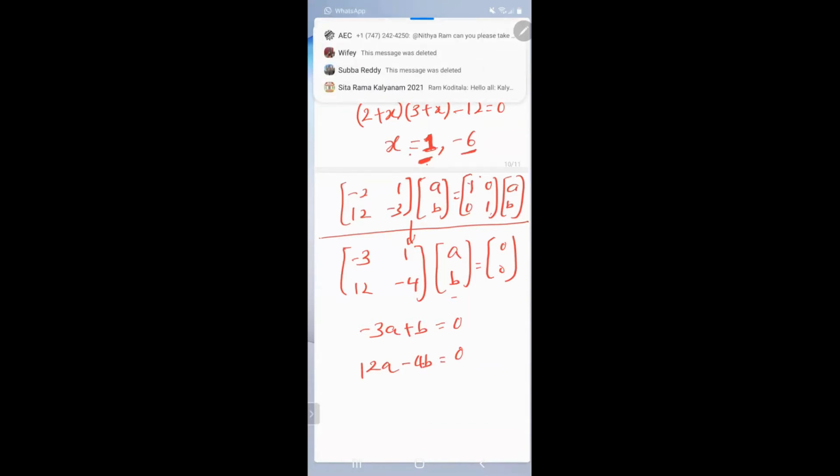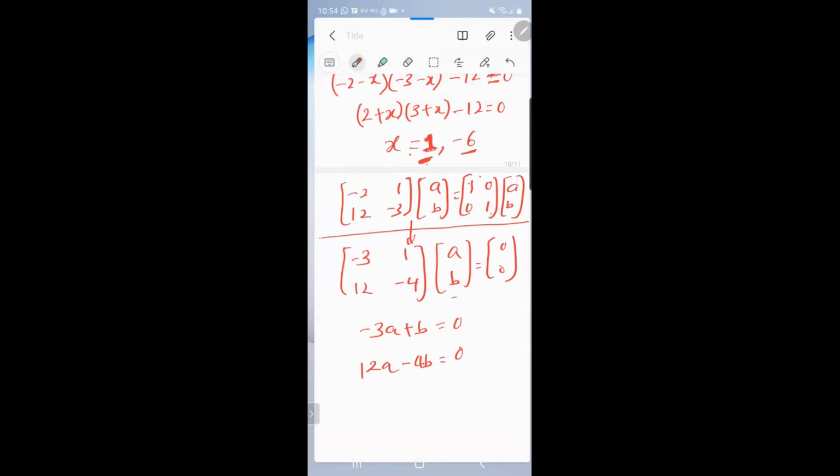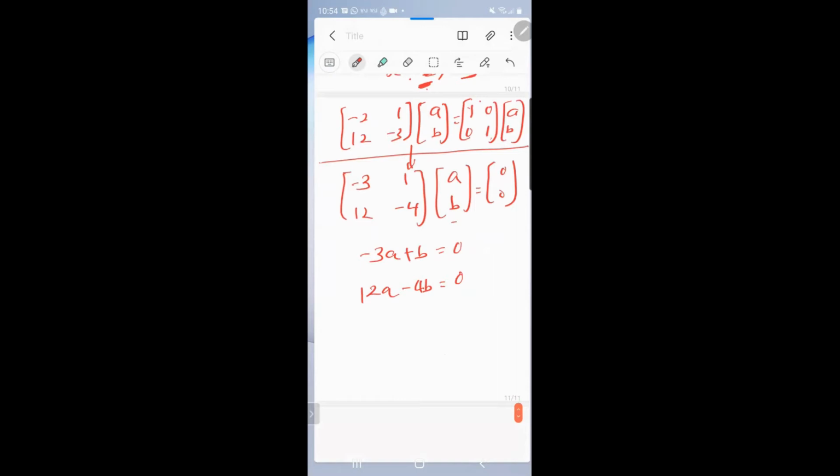Right. So obviously, after you have solved this, a equal to 1 and b equal to 3. So someone already got it. What these two equations really represent is the same thing, right? If you look at this equation and divide it by minus 4, you really just get minus 3a plus b equal to 0. These are just the same equation given twice.